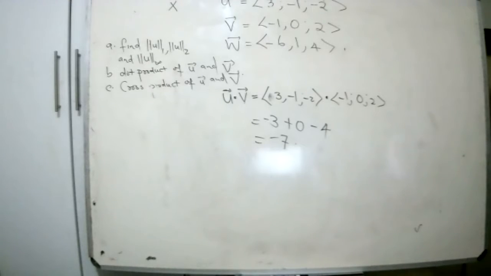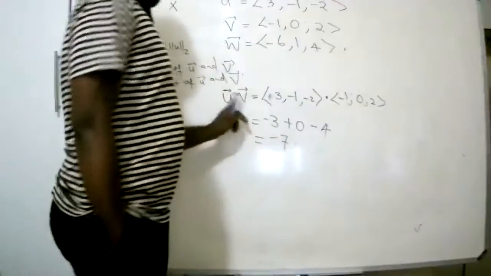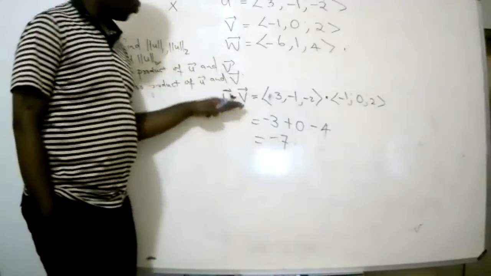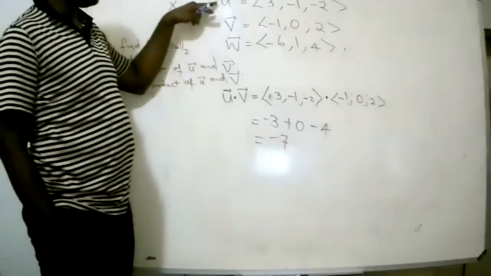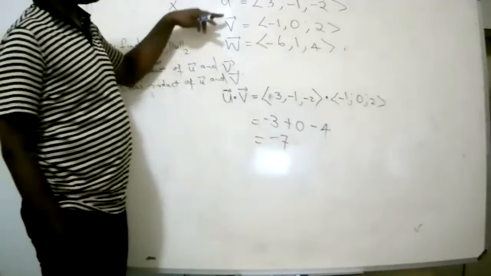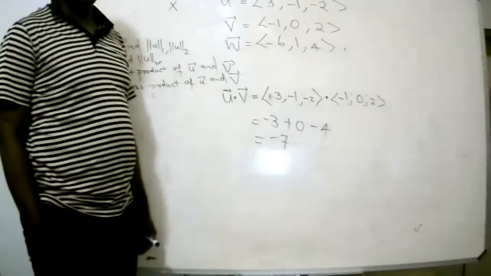Yeah, that is how we're supposed to get the dot product of U and V. So once you understand this dot product of U and V, you can do the dot product for U and W, and the dot product of V and W. So use the same strategy.